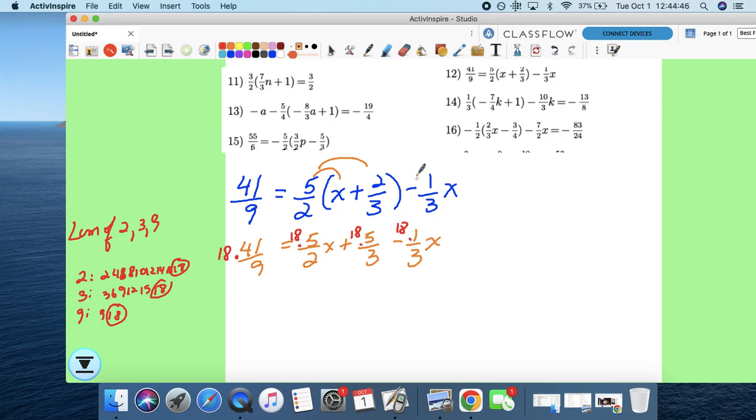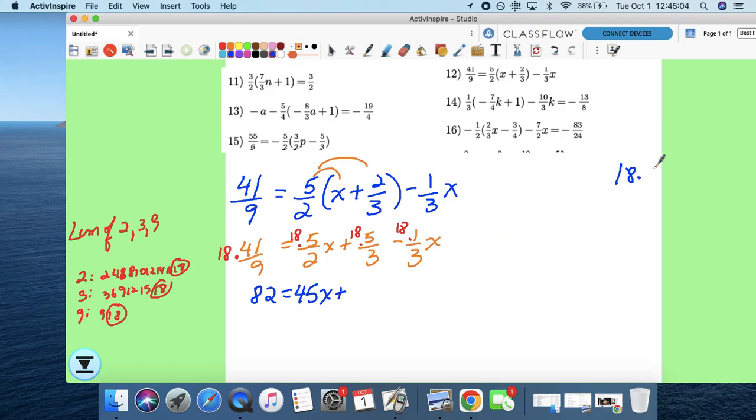And what's going to happen is we're going to get rid of our denominators. So this is going to give me 18 divided by 2 is 9. 9 times 5 is 45x. Now 18 divided by 3 is, let me just take that as an example.